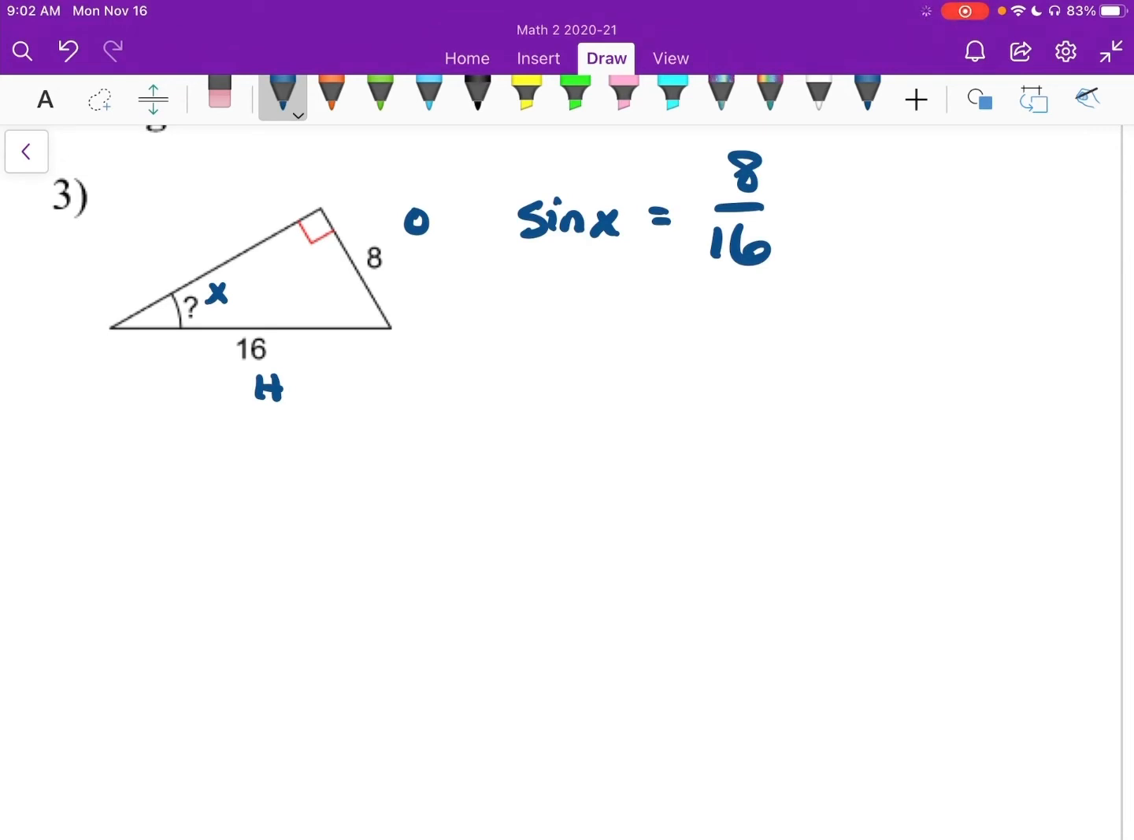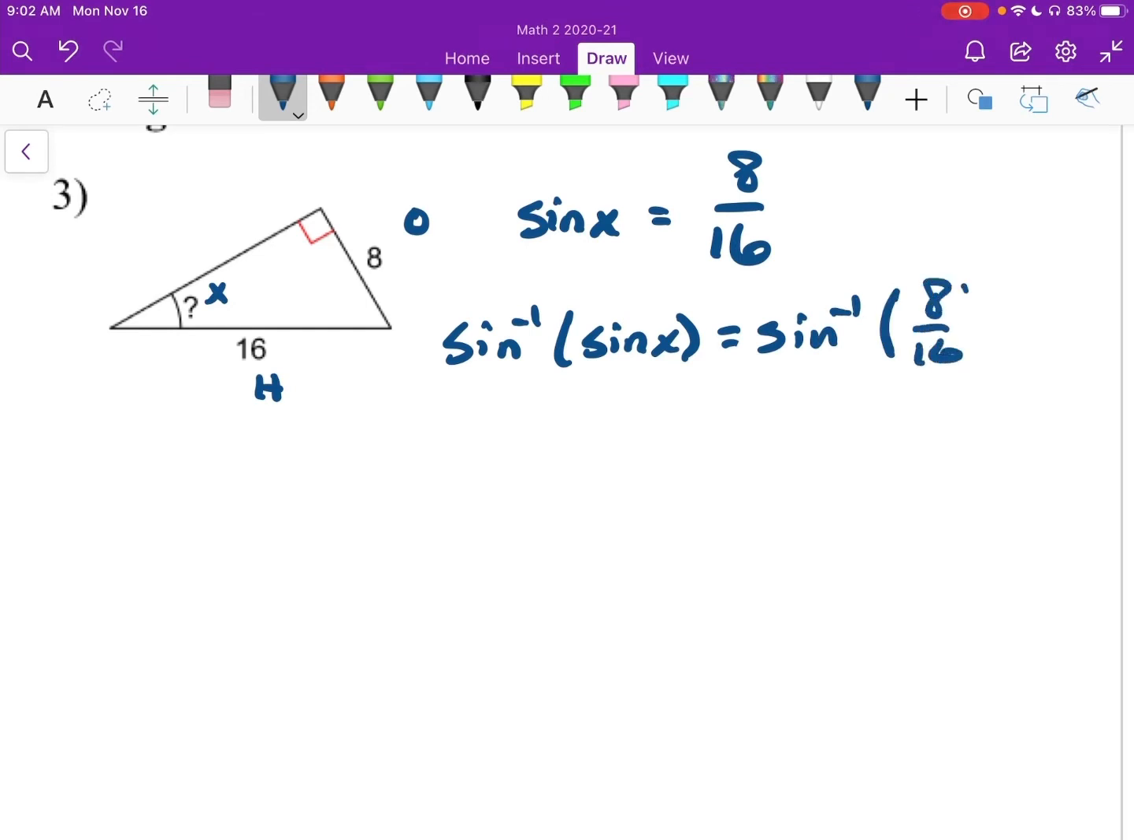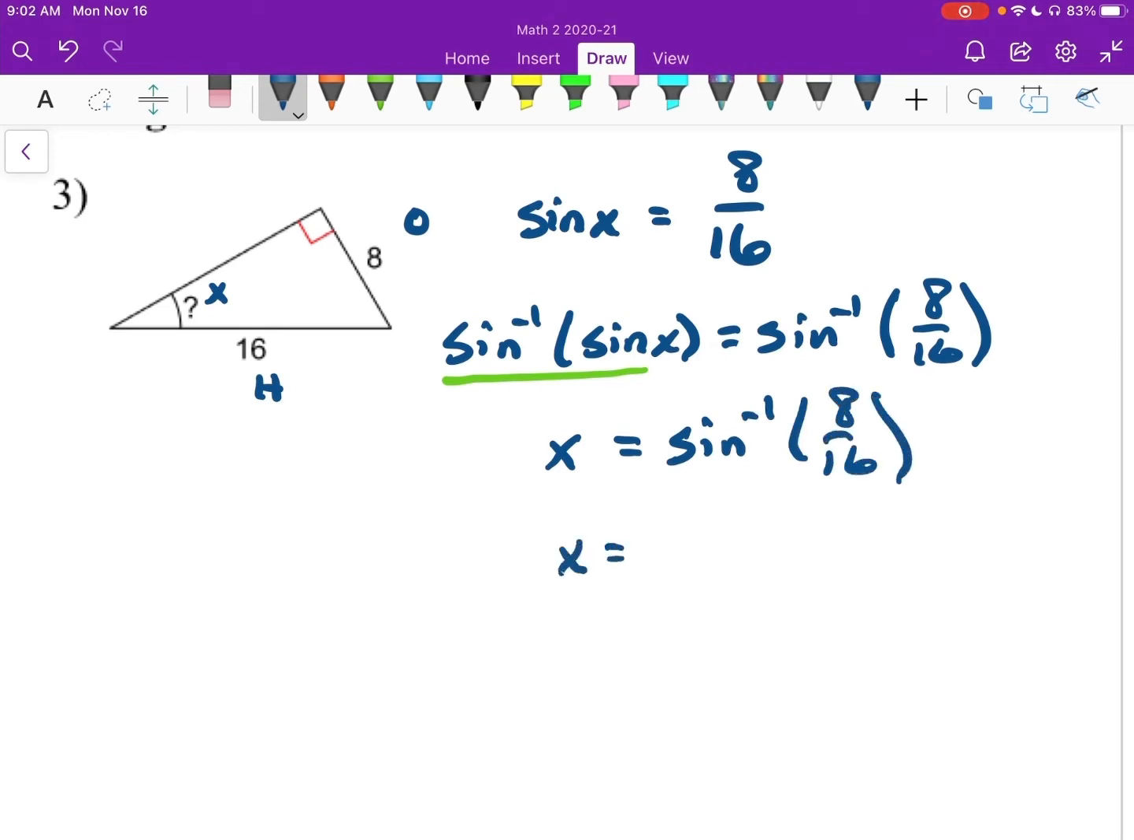From here I can say, well, sine inverse of sine of x equals sine inverse of 8 over 16. Just like before, the sine inverse of sine cancels out, and I'm left with just x equals sine inverse of 8 over 16, and that's going to be x equals 30 degrees.